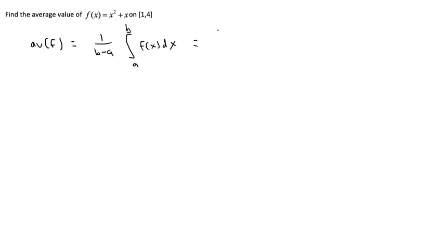So in this case, we get 1/3 times the integral from 1 to 4 of x² + x dx. Now we can try to graph this and see what the shape is, but I know it's an x², so we're going to get some curved characteristic there. So there's no geometric formula we can use. We can just use the integral in order to do this.